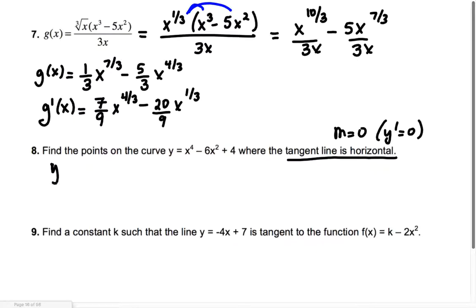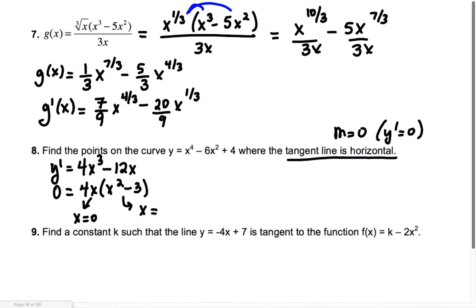So let's find it. So we have y prime is equal to, so looking at our y equals equation, what's our derivative? 4x to the third minus 12x to the first, right? I want to set this equal to 0. So I pull out a GCF. I pull out a 4 and an x. And I have x squared minus 3. So I get x equals 0. And then what about the x squared minus 3? What do I get there? x equals plus or minus root 3.